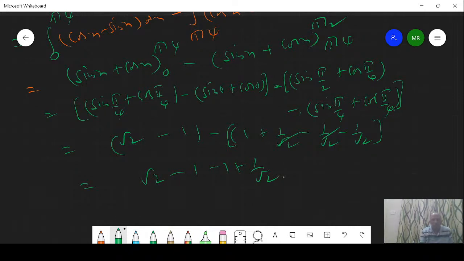You can check this one. If you simplify this one, the answer comes, you can verify here. We should be careful with the simplification. Always be careful when you are doing the simplification. That is the most important thing.